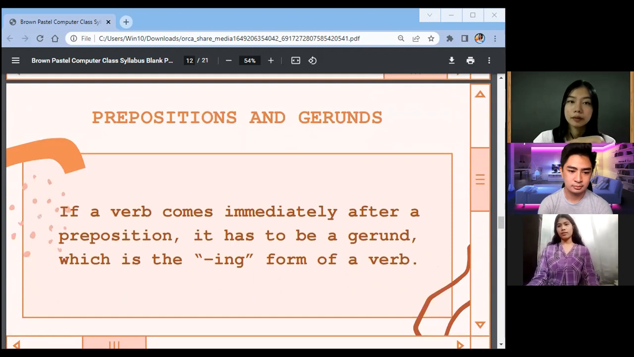Prepositions and gerunds. The rule is if a verb comes immediately after a preposition, it has to be a gerund, which is the ing form of a verb, like what we had after graduating. We have the preposition after, then we use the verb in ing form, which is a gerund. Let's have some examples.